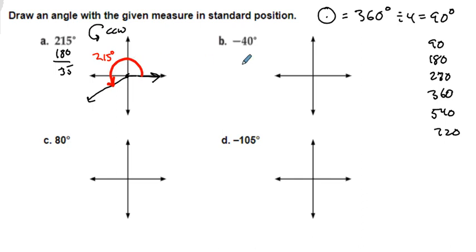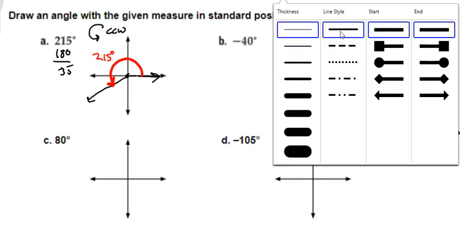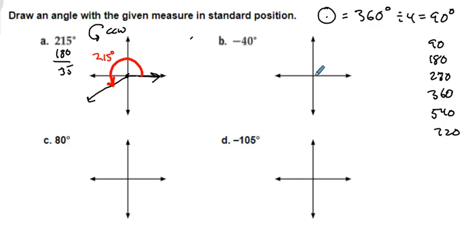All right, let's look at letter B. So we have negative 40 degrees. Okay, so we're going to start with our initial side. So we're going to start with this going like this. I'm going to put a little dot here for the origin, the vertex, right? And negative 40 degrees means we're going this way. We're going clockwise, right? That is a really, really bad clockwise drawing, but it's early.